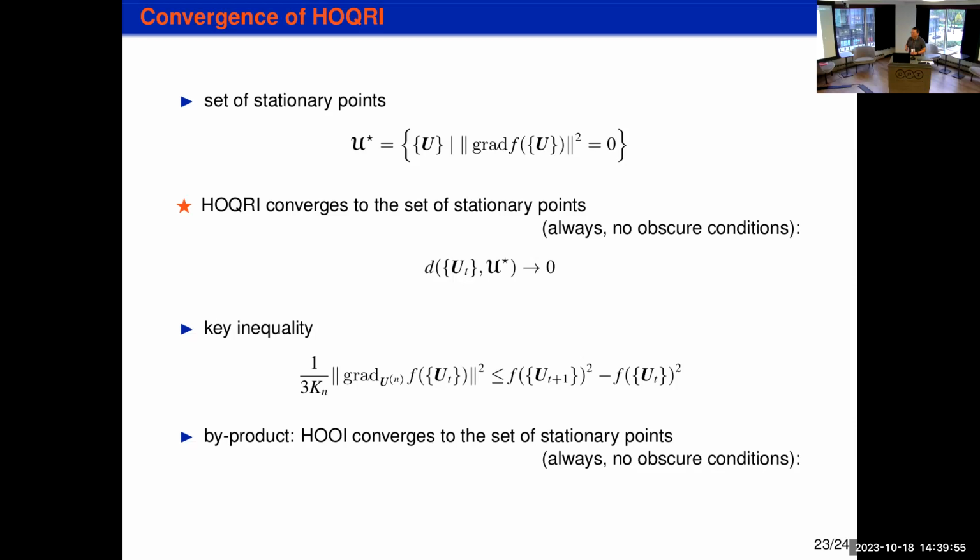And very interestingly, as a byproduct, this is something that people have not done by using manifold optimization for Tucker decomposition, right? We applied this and found out that HOQRI converges, but also if you go back to HOI, it also converges. This is, again, a new result that people did not know. Okay, and that's it for my talk.